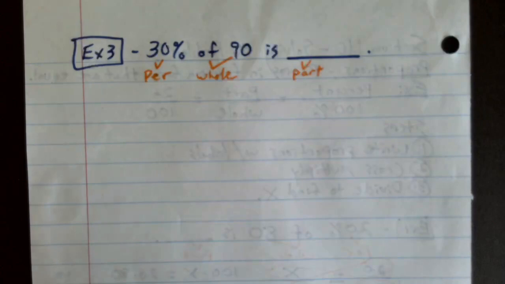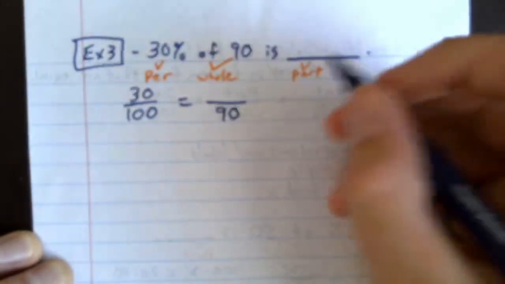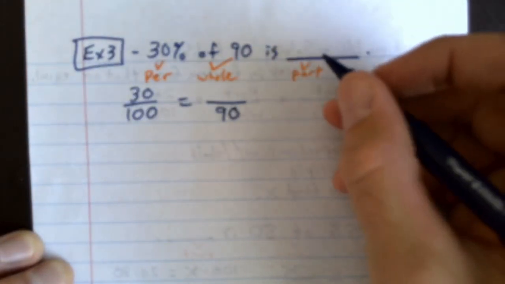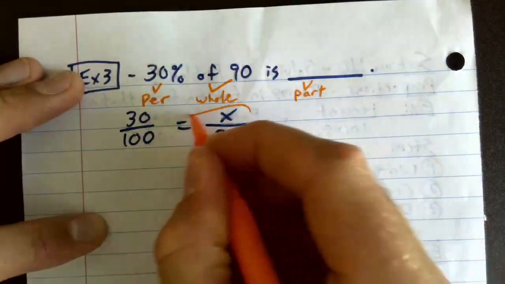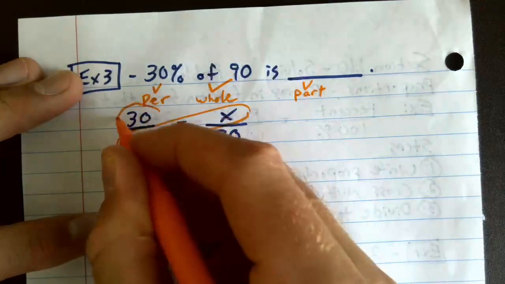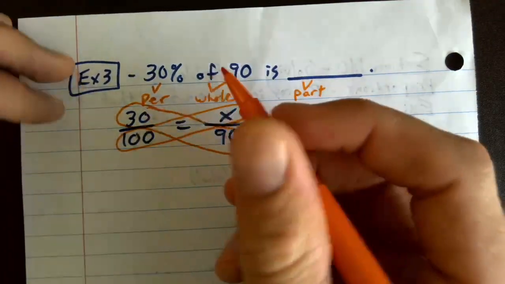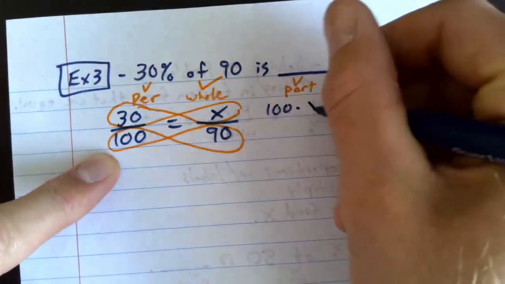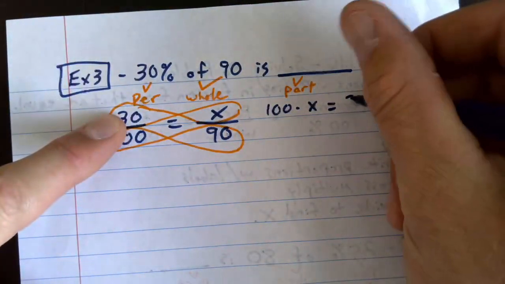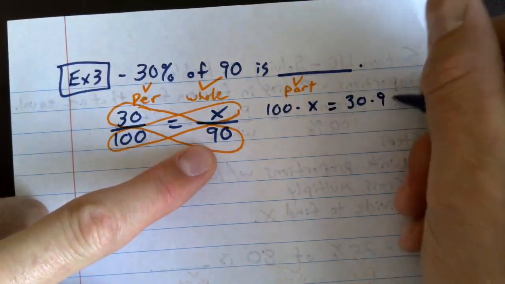All right, so just go and write your proportions. So you know our percent is 30% over 100 equals, and then you know that your whole is 90, and your part right here is x. Okay? And then step 2 just says cross multiply. So cross multiply, draw your x right there. And then you have 100 times x equals 30 times 90.